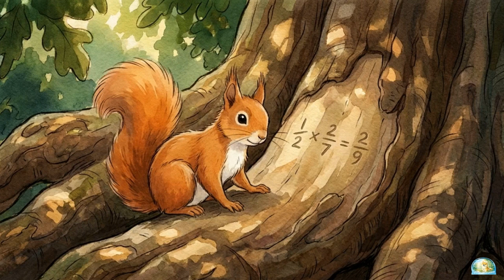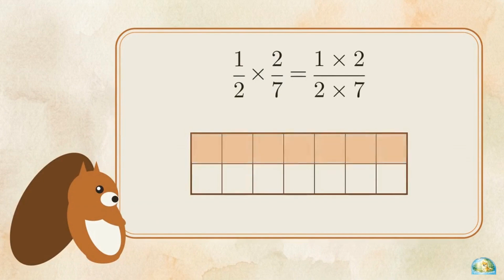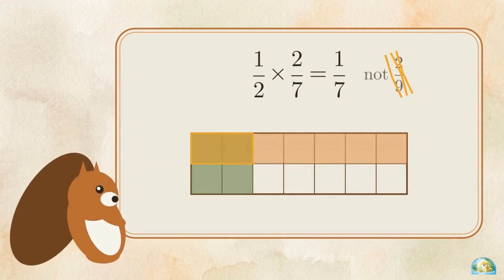A student says 1/2 times 2/7 equals 2/9. What is the error? Fraction multiplication does not add denominators. We multiply the numerators and denominators. 1 times 2 over 2 times 7 equals 2/14. Simplify 2/14 to 1/7. 1/2 times 2/7 equals 1/7, not 2/9.